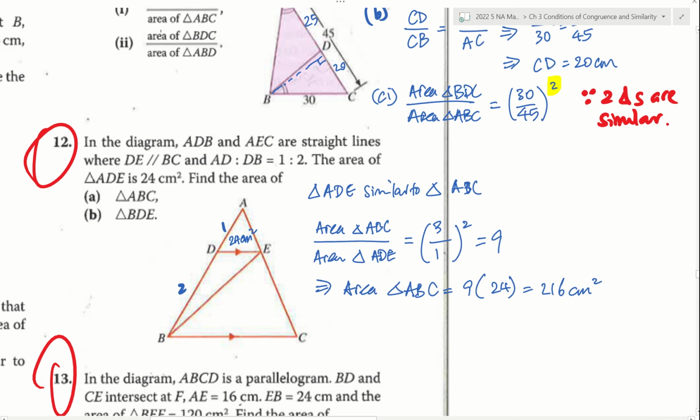Now let's move on to part B. Area of BDE. So BDE, this triangle, it is clearly not similar to any other triangle. But the question already provided the area of that tiny triangle on top, 24. And in this case, rotate your paper, you will see that they all share the same perpendicular height.